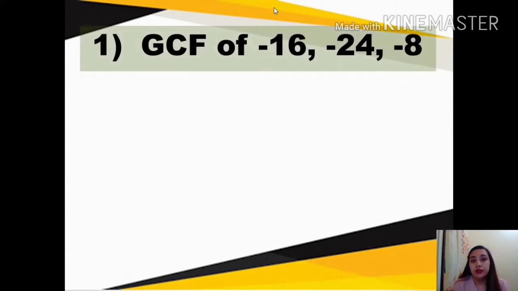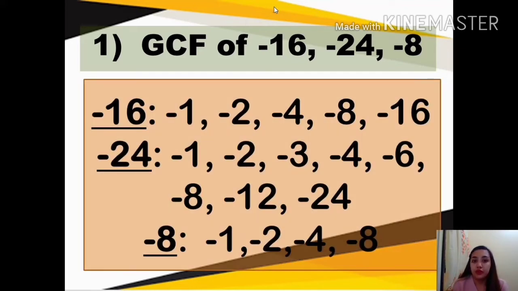Again, what will be the first thing to do? We will get the factors. Find the factors of negative 16, negative 24, and negative 8. So, for the negative 16, of course, dapat lahat yan merong negative. So, negative 1, negative 2, negative 4, negative 8, negative 16. Next, we have negative 24. So, negative 1, negative 2, negative 3, negative 4, negative 6, negative 8, negative 12, and negative 24. Another, we have negative 8. So, negative 1, negative 2, negative 4, and negative 8.